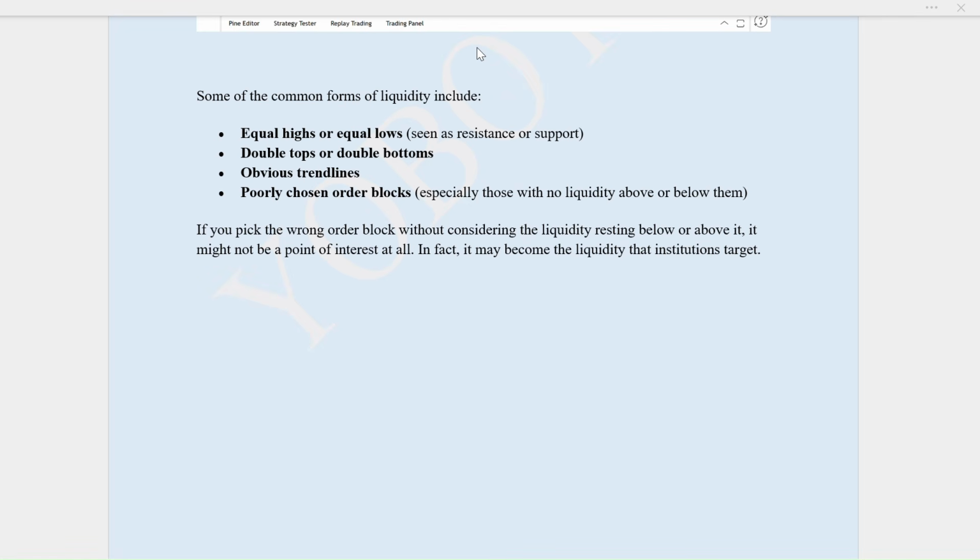If you pick the wrong order block without considering the liquidity resting below or above it, it might not be a point of interest at all. In fact, it may become the liquidity that institutions target. So I will go on to the charts, and I will show you the equal highs and equal lows, the double tops and double bottoms, the obvious trend lines and the poorly chosen order blocks.